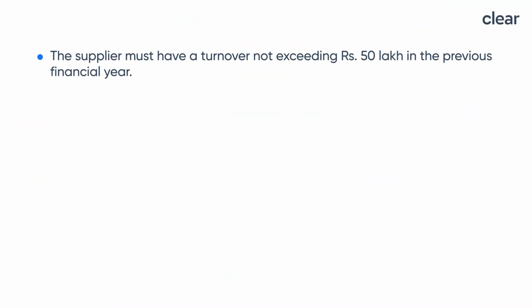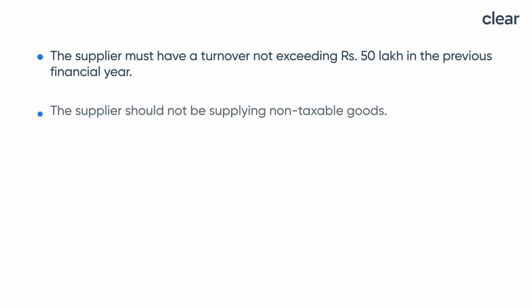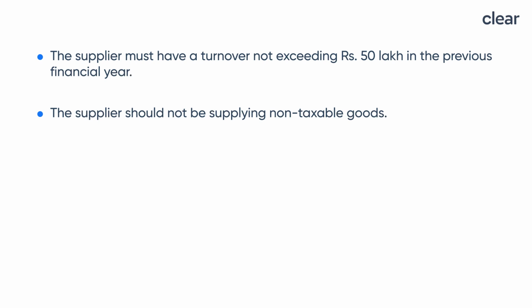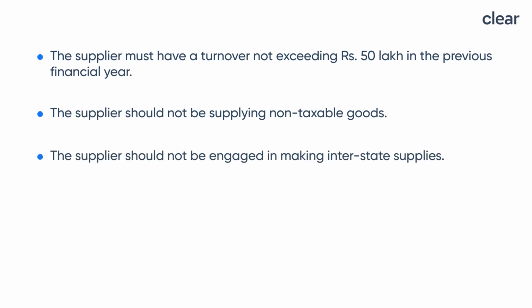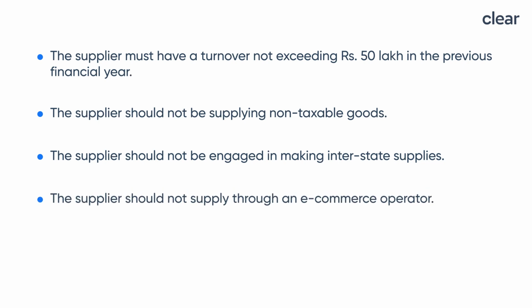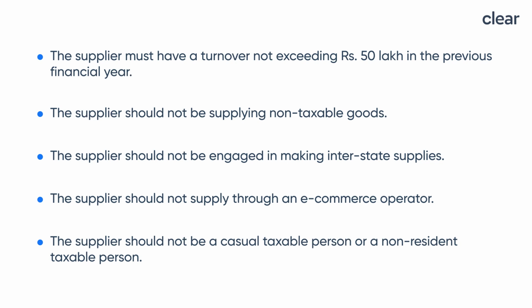So let's take a look at the eligibility to opt into this composition scheme for service providers. There are 10 conditions to be fulfilled by a service provider before they can opt into the composition scheme made for service providers. They are: the supplier must have turnover not exceeding Rs 50 lakh in the previous financial year. The supplier should not be supplying non-taxable goods. The supplier should not be engaged in making interstate supplies. The supplier should not supply through an e-commerce operator. The supplier should not be a casual taxable person or a non-resident taxable person.